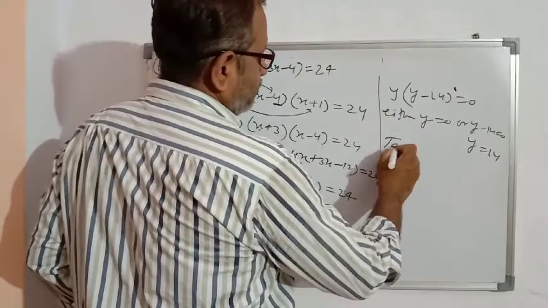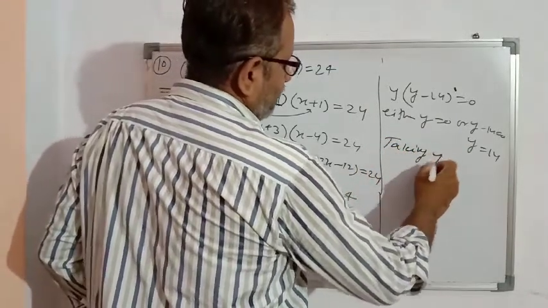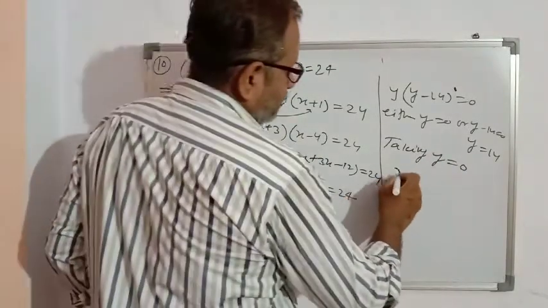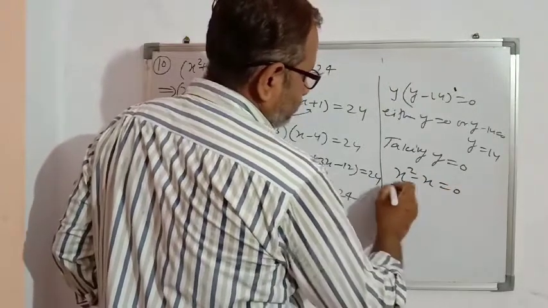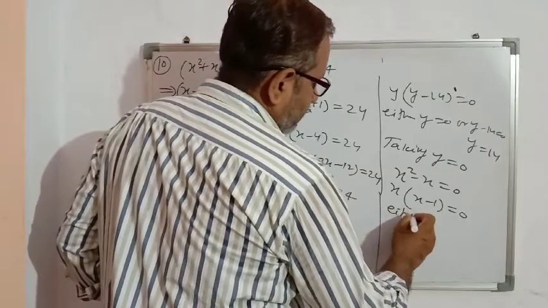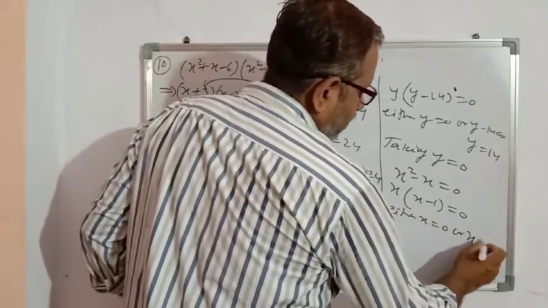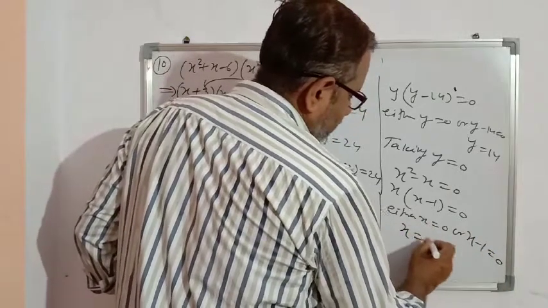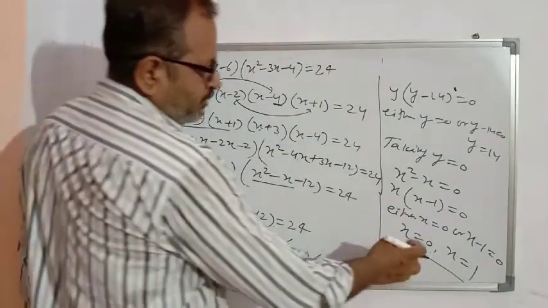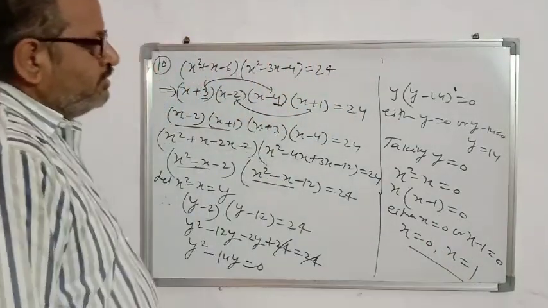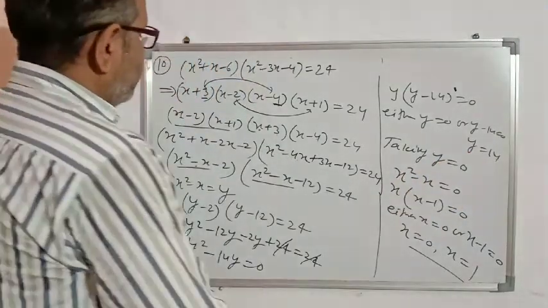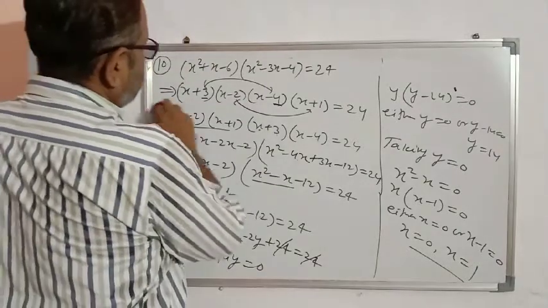Firstly, take y = 0. Taking y = 0, and what is the value of y? x² − x, so x² − x = 0. x common, x(x − 1) = 0. Again we can write either x = 0 or x − 1 = 0. So x = 0 and x = 1. Both are real roots. Next we will take y = 14. So take y = 14.